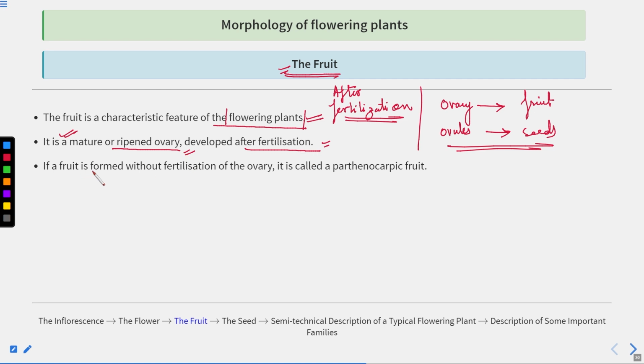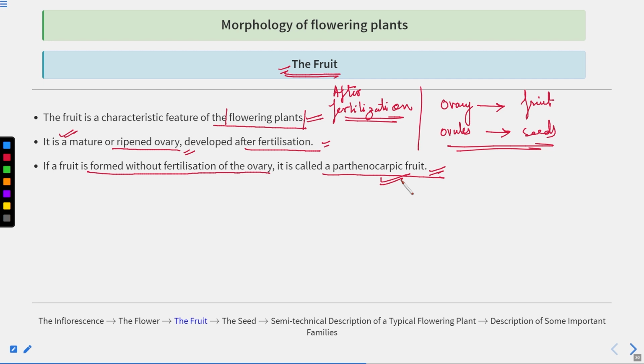If a fruit is formed without fertilization of the ovary, it is called parthenocarpic fruit. Sometimes, due to an increase of some hormones that favor the formation of fruit, there is no fertilization, but still the ovary changes to the fruit. That type of fruit is called parthenocarpic fruit.